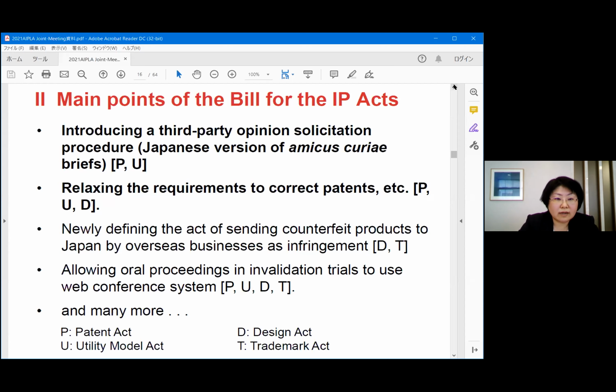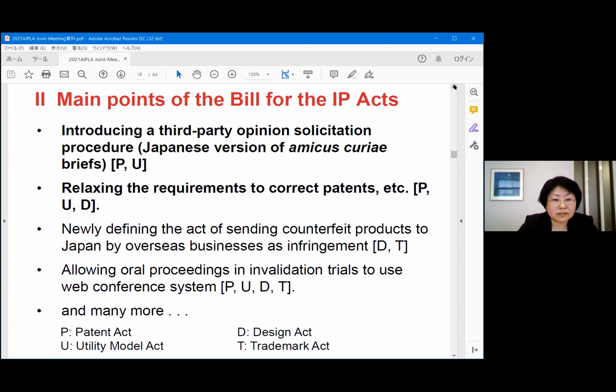First of all, this bill is introducing a third-party opinion solicitation procedure. This is the Japanese version of amicus curiae leave, and this revision is relatively big for us. The next one is relaxing the requirements to correct a patent, etc. The third one is about restriction against counterfeit goods from abroad.